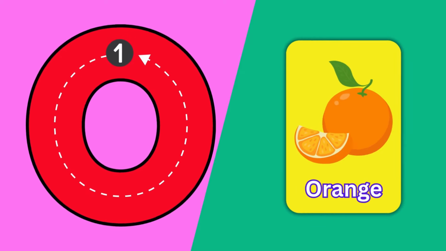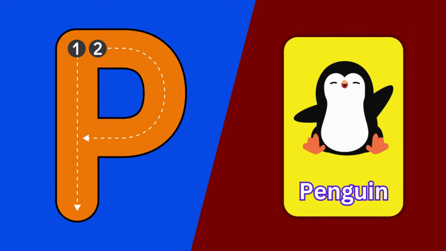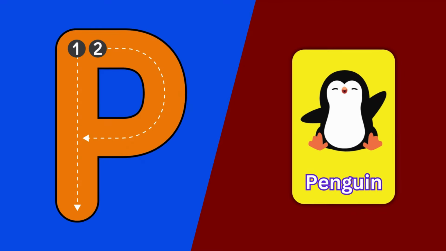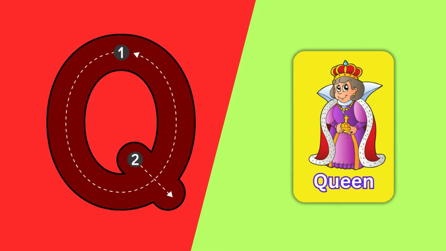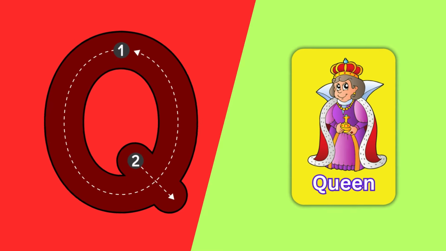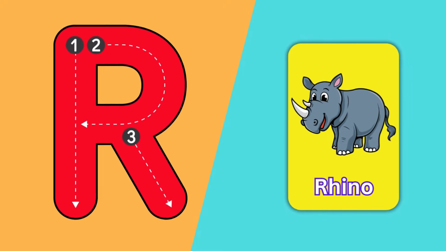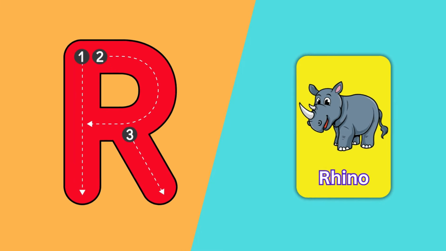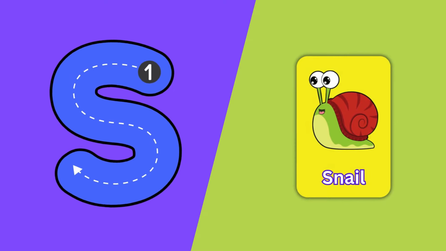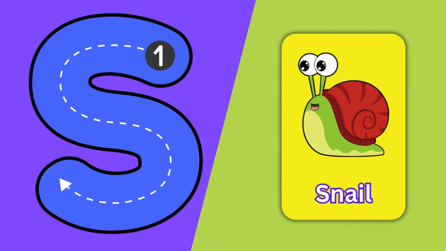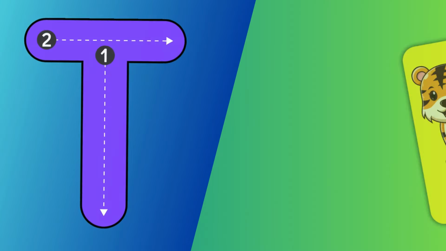P is for penguin. Q is for queen. R is for rhino. S is for snail. T is for tiger.